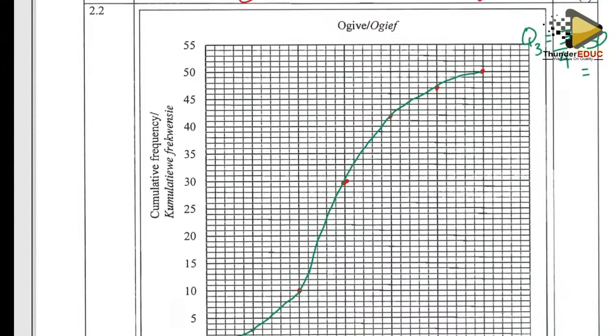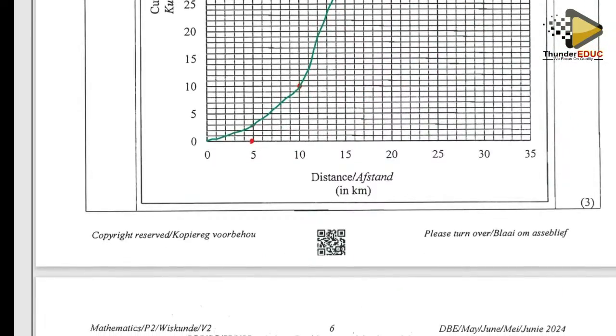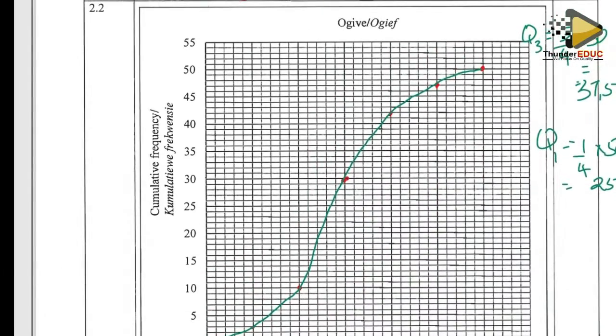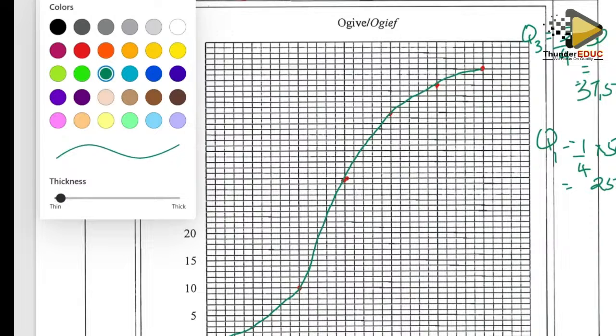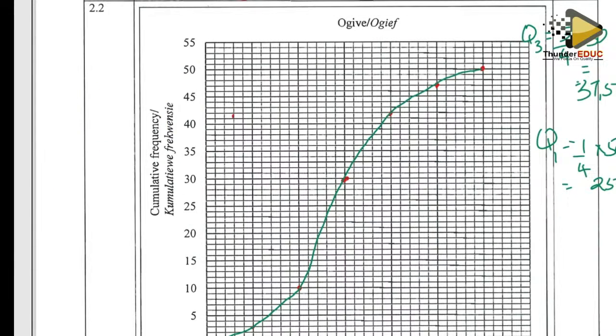Some people prefer using 51. It's still going to be the same thing. So I'm getting 37,5. Let me get the Q1 also. So it's going to be 1/4 times 50, which is going to be 25. So what this does is that now we need to locate the actual positions. Okay. So where do I find 37,5? So 35, 36, 37,5, somewhere here.